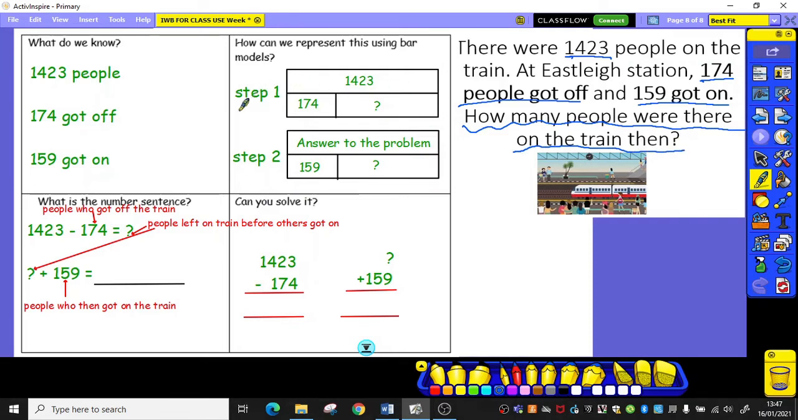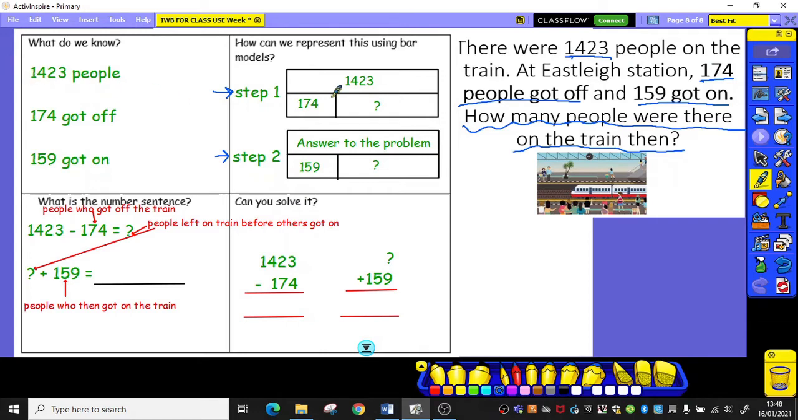Now, in order to complete this problem, I need to be completing a step 1 and a step 2. So what do we know? We know there's 1,423 people. We know 174 got off. We know 159 got on. So how can we represent this in bar models? Well, first of all, we need to use 2 bar models.